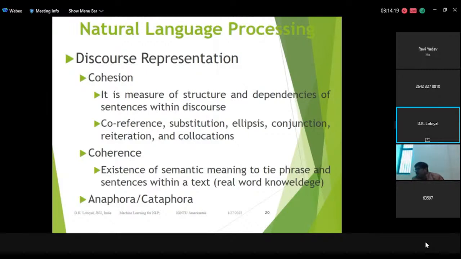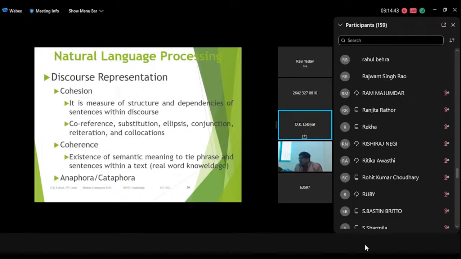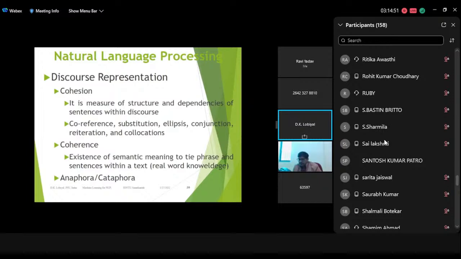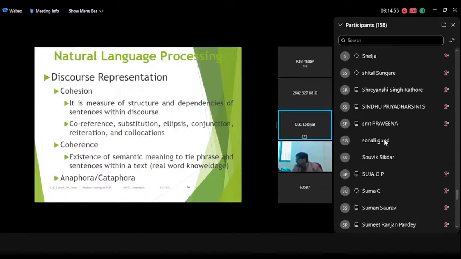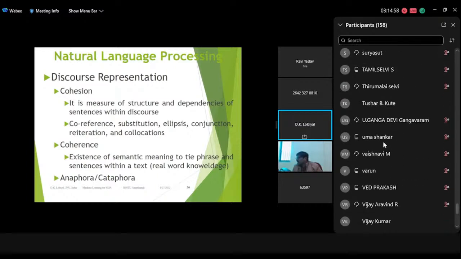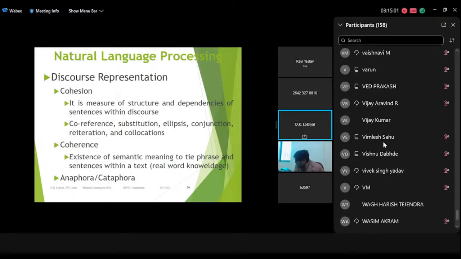you may be measuring the structure and dependence of sentences within a discourse. Then how the sentences in a discourse are related: that is co-reference, substitution, ellipsis, conjunction, reiteration, collocation. That means if I say Ram goes to school, he eats lunch there, then he refers to Ram. In a discourse, across two sentences, he is a reference to Ram. Sometimes we substitute: what do you eat? I eat mango. Mango is substituted. Ellipsis, certain parts are missing, we remove.